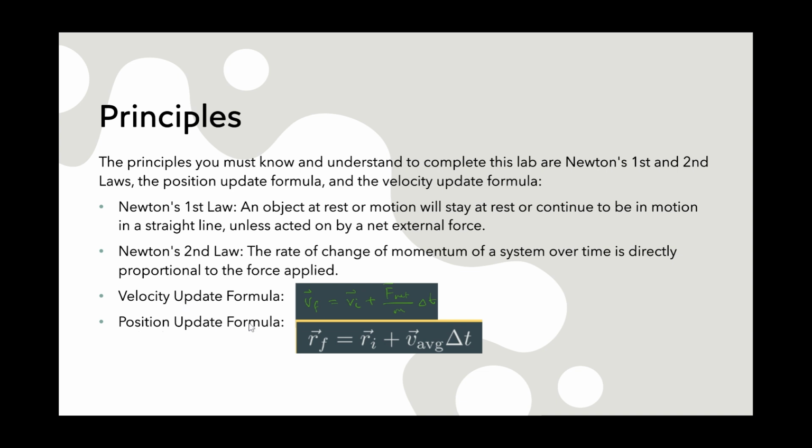The position update formula, stated right here, is simply that the final position is equal to the initial position plus the average velocity, which is just the change in position divided by change in time, multiplied by the change in time.